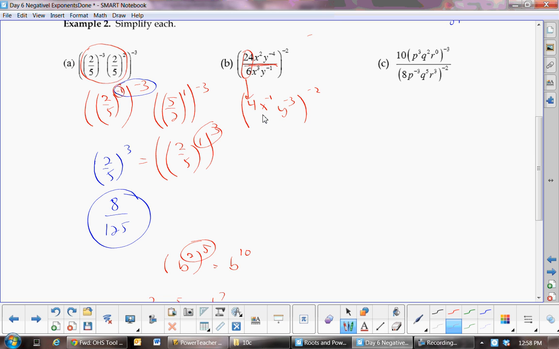x squared divided by x cubed is 2 minus 3. We subtract exponents.